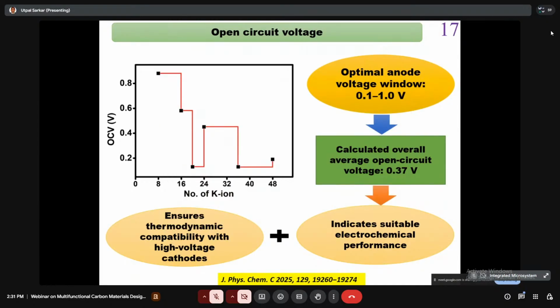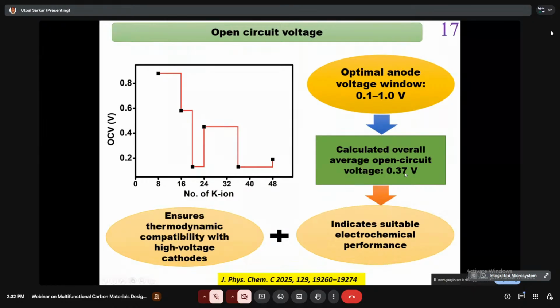Next, we have calculated the open circuit voltage for different numbers of potassium ion concentrations, and overall we get an open circuit voltage of 0.37 volt. Now, this tells you that for an optimal anode material, the voltage window should be 0.1 to 1 volt, and we get an average open circuit voltage of 0.37 for this particular material.